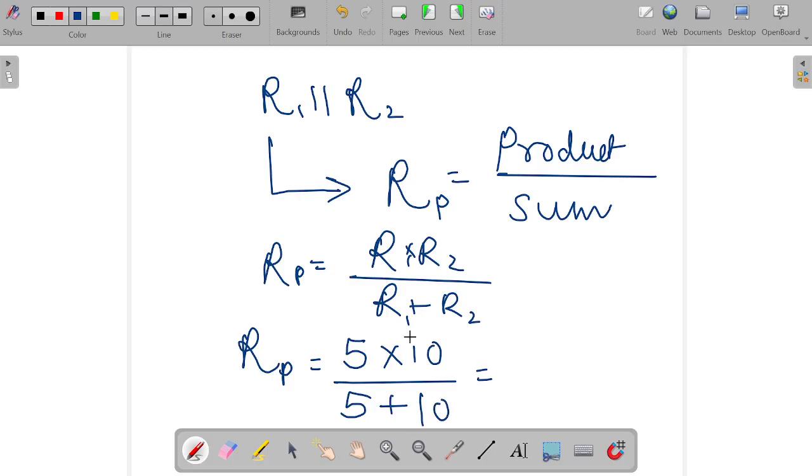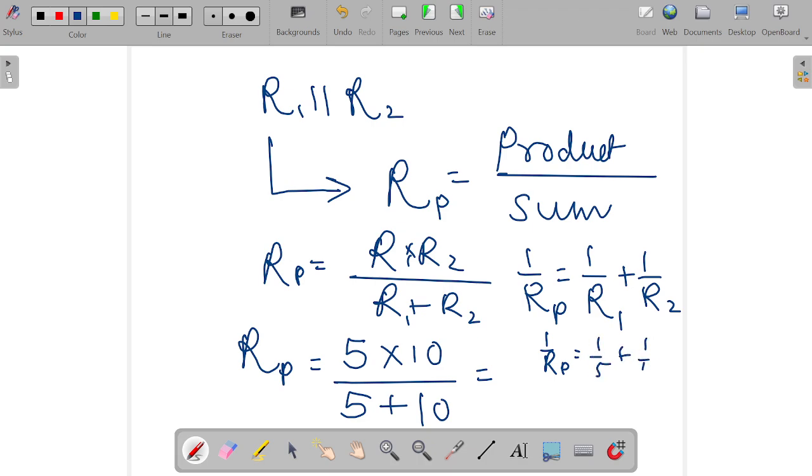So here, as per the traditional method, 1 upon Rp, which is our traditional formula for the parallel combination of resistors, is equal to 1 upon R1 plus 1 upon R2. So if you substitute the values, 1 upon Rp is equal to 1 upon 5 plus 1 upon 10, you will get the same output like this. So here we will get 15 upon 50. If you simplify it with the help of the table of 5, it will be 10 by 3 ohm.